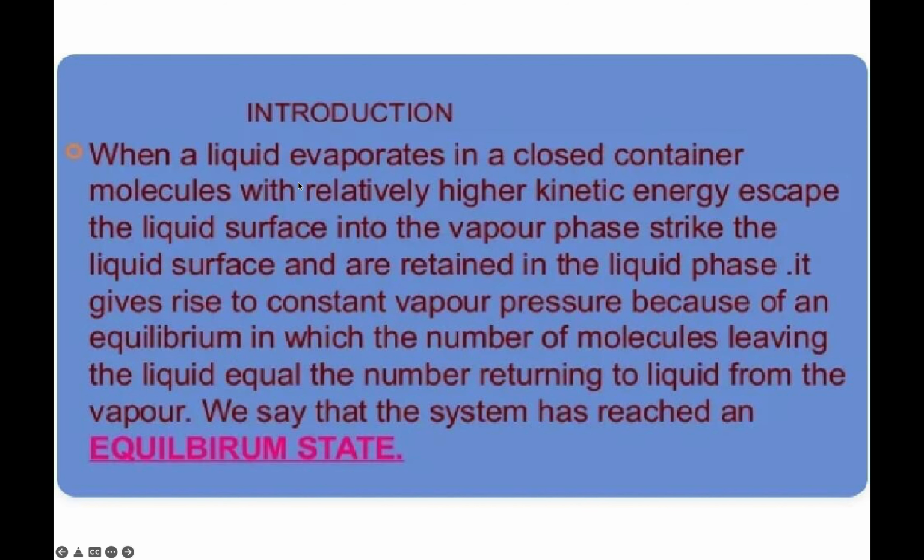Now, we missed out an introduction to the equilibrium state in our notes, whereas I explained the introduction in the beginning itself. When a liquid evaporates in a closed container, the molecules with higher kinetic energy tend to escape from the liquid surface into the vapor phase. They strike the liquid surface and are retained in the liquid phase. Because of that, it gives rise to a constant vapor pressure, an equilibrium in which the number of molecules leaving the liquid is equal to the number of molecules returning to the liquid from the vapor state. Now we say that the system has reached an equilibrium state.